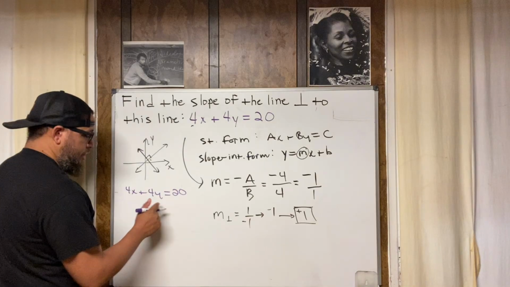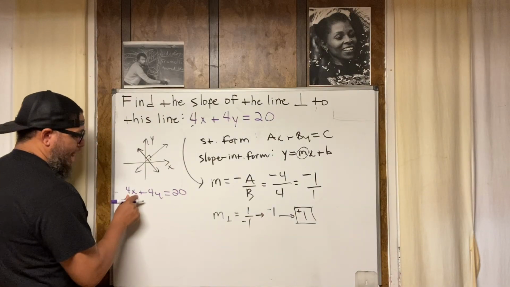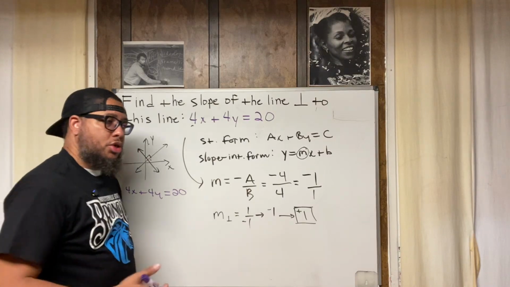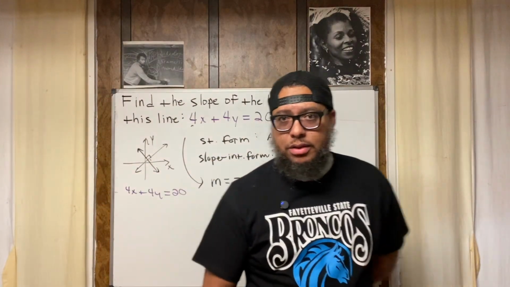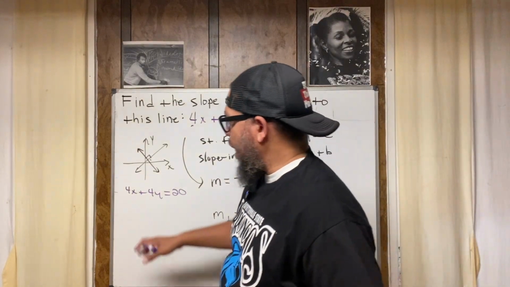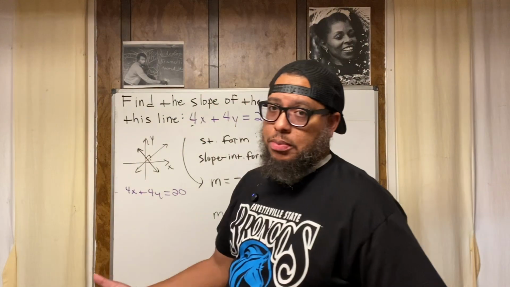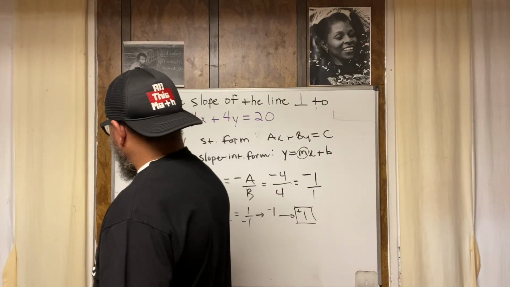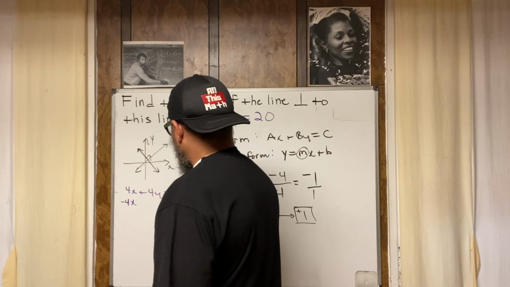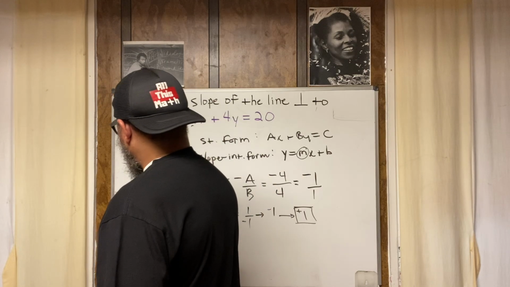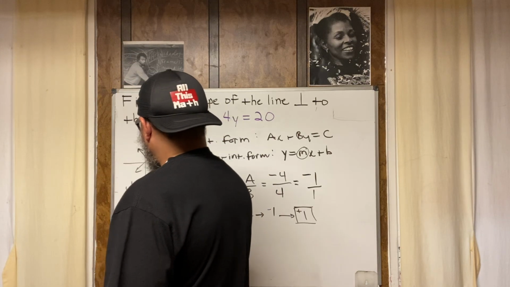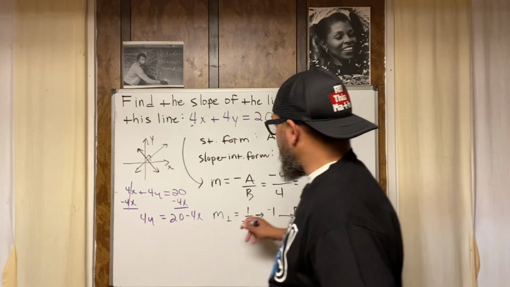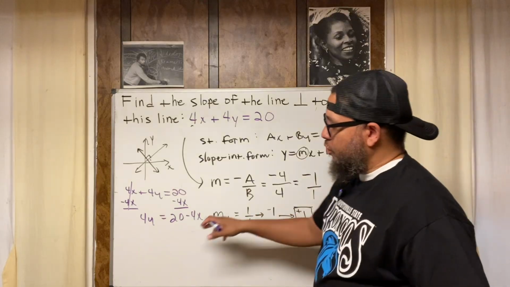So my first step is going to be to eliminate this 4x. This is a positive 4x. Now, the opposite of positive 4x is negative 4x. So I'm going to subtract 4x on the left side and subtract 4x on the right side. Boom, boom. That cancels out. Then I got 4y, and I got 20 minus 4x. Now, I want to put this in slope-intercept form, or solve for y.